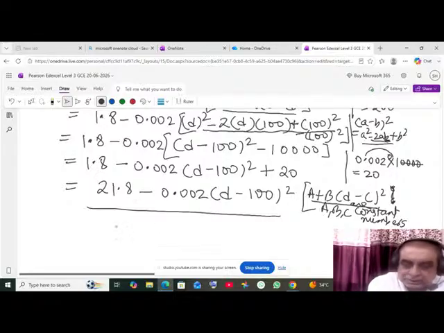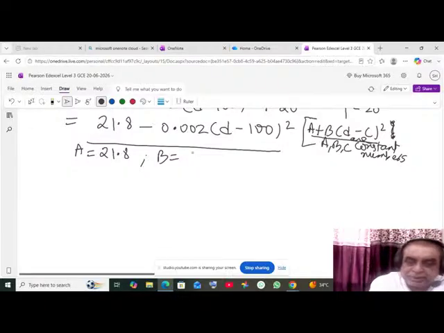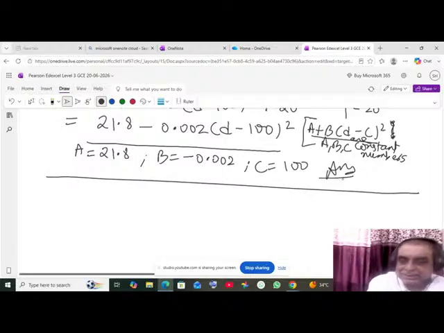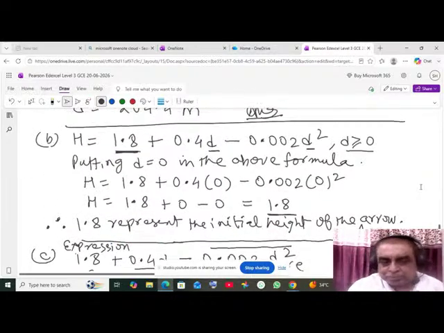On comparing, we get the a value is 21.8, and the b value is minus 0.002, and the c value is 100. So we have transformed it into this form, and a, b, and c are these values. So part c is done. We have completed the c part.